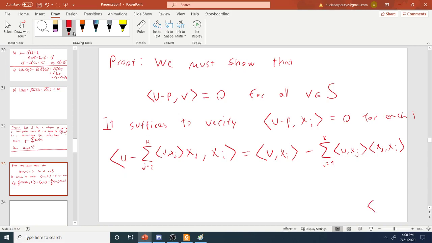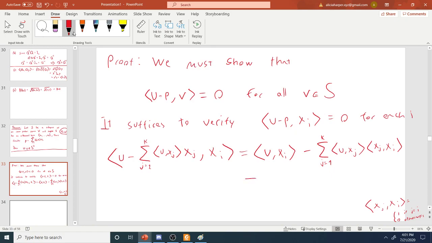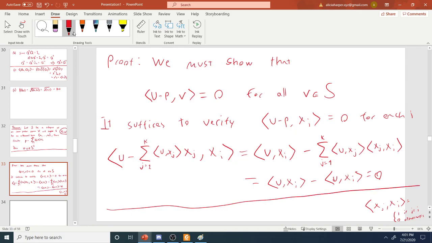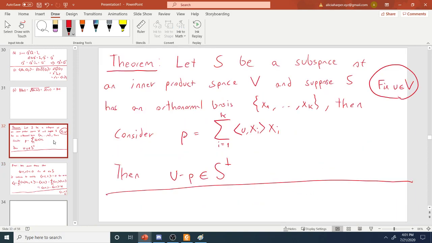And since we know, of course, that the inner product of xj with xi is going to be equal to 1 if j is equal to i and 0 otherwise, this is just going to end up being equal to the inner product of u with xi minus, well, the only term in the sum which is non-zero, which is the inner product of u with xi, which just ends up being equal to 0. And that completes the proof of this theorem.